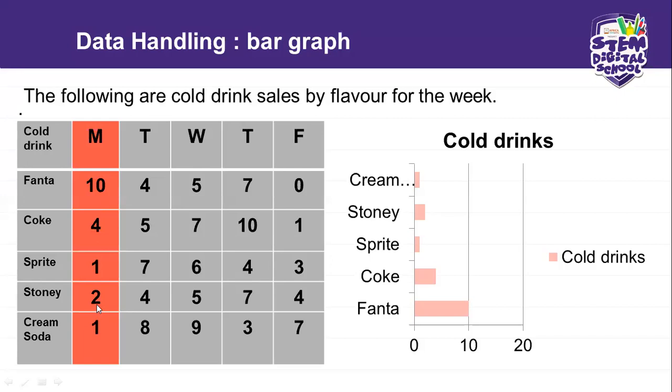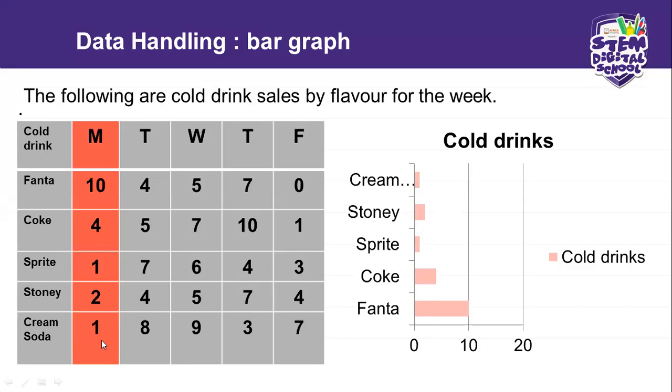2 Stony were sold on Monday. We go back to our graph. There is Stony. We go to the numbers. How many? 1, 2, and then we go up with our graph. Where 2 meets with Stony, we see it's there, and then we do our bar there. Go back to our table.